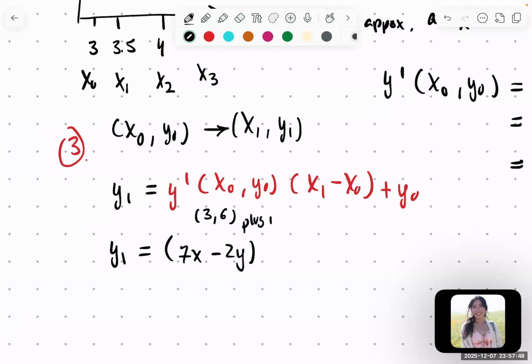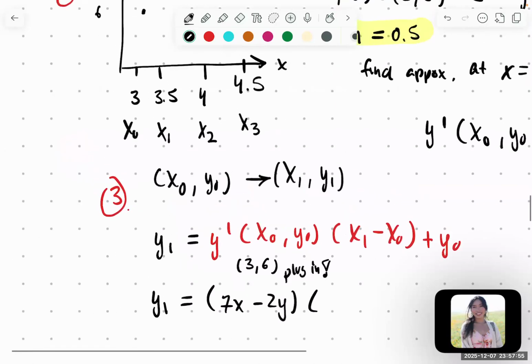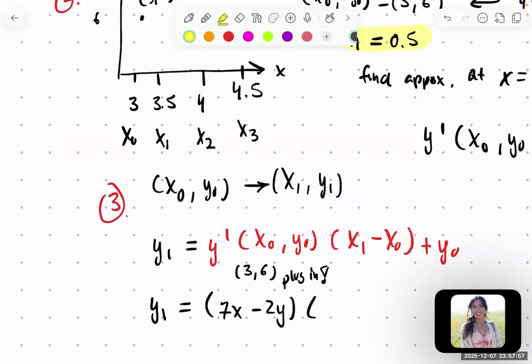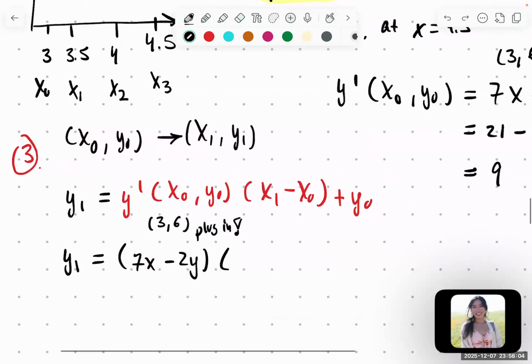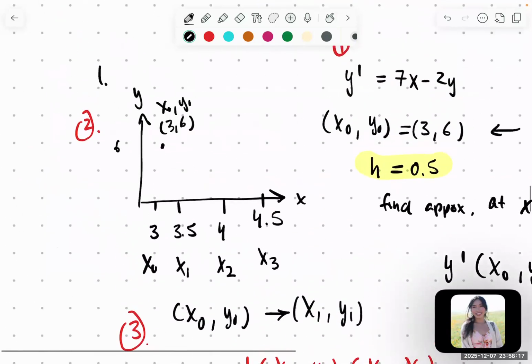And plug in. And then we are going to take our x1, which we actually go up here, and this is going to be our x1. And this is why I write it down, because I feel like it helps visually just to understand everything. So our x1 is going to be 3.5 minus our x of 0, which is 3, plus our y of 0, which is 6. Because from our initial x of 0 and y of 0 is 3, 6.